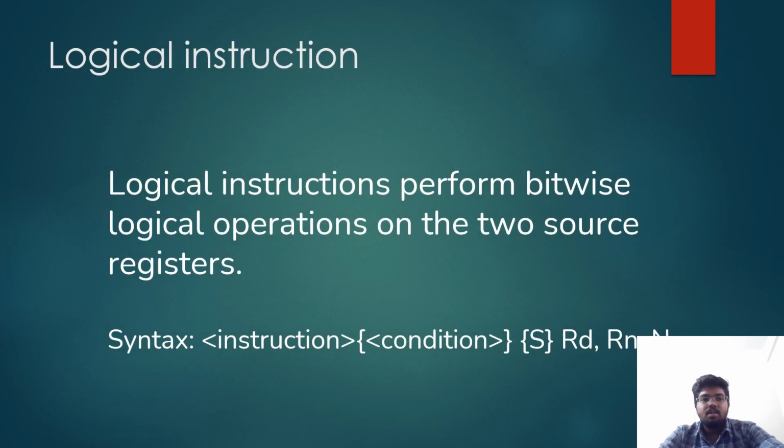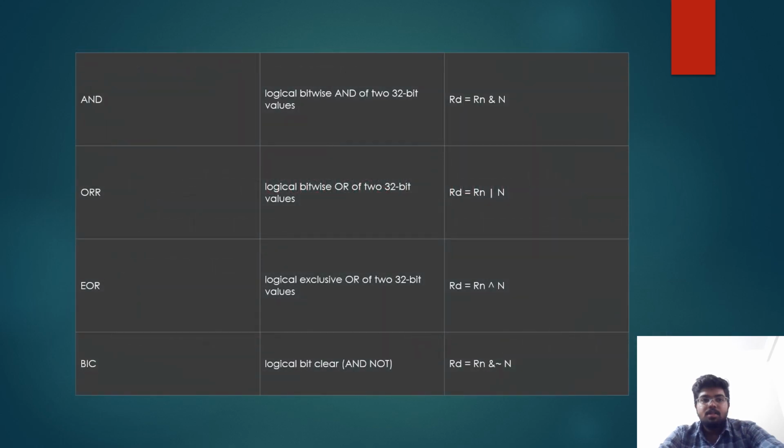And now we go to logical instructions. Logical instructions perform bitwise logical operations on the two source registers. And the syntax. Logical instruction operations are AND, logical bitwise AND of two 32-bit values, ORR, logical bitwise OR of two 32-bit values, EOR, logical exclusive OR of two 32-bit values, and BIC, logical bit clear.